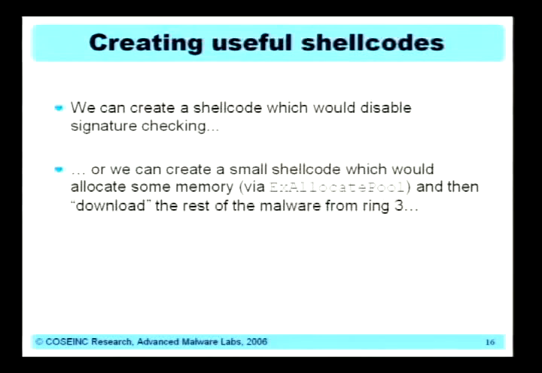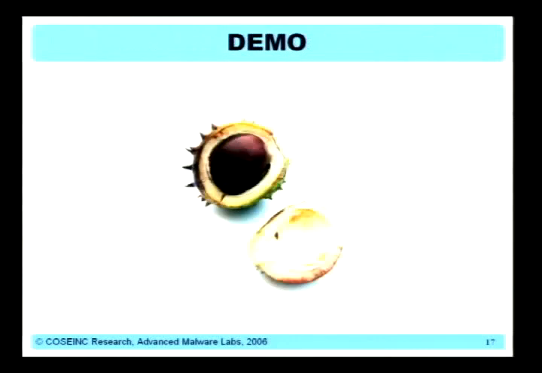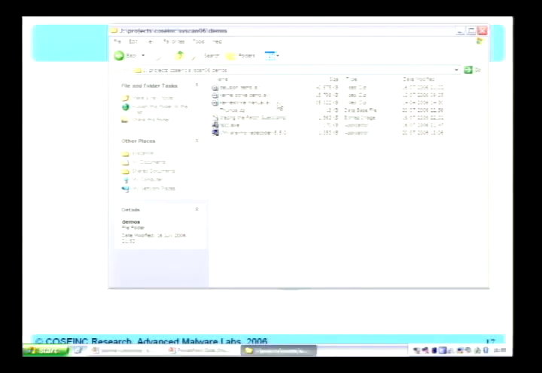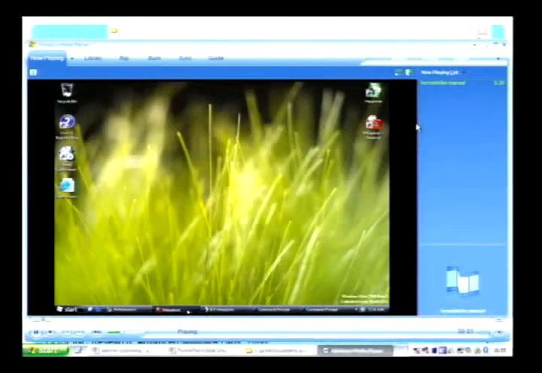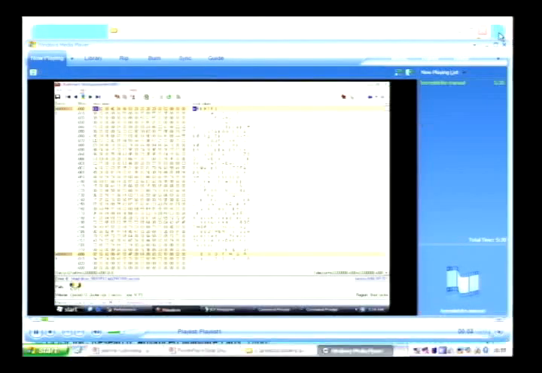Of course, we can imagine many more advanced shellcodes to be used. The sky is the limit here. Okay, the demo. Oh, it's not that one. Sorry.